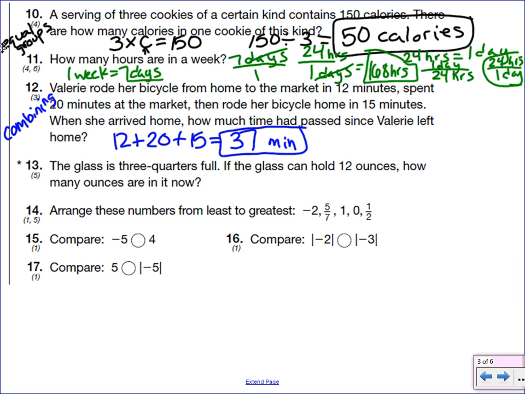The glass is 3/4 full. If the glass can hold 12 ounces, how many ounces are in it now? Well, we're being asked what is 3/4 of 12 ounces. So remember, of means multiply. So we have 12 times the fraction 3/4. We multiply by the numerator, 12 times 3, divide by the denominator, divided by 4. 12 times 3 is 36, divided by 4 is 9.